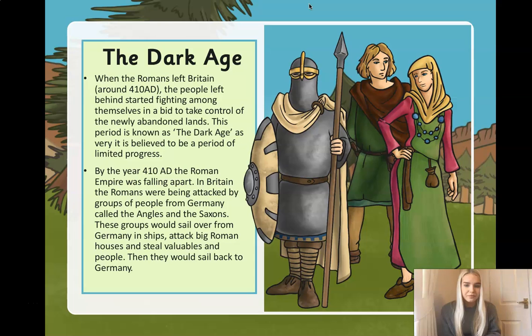By 410 AD, the Roman Empire was falling apart. In Britain, the Romans who were still there were being attacked, and these people that were attacking them came from Germany, and we need to try and remember that. There were two groups of people that came from Germany, and these were called the Angles and the Saxons. And what would happen is they'd sail over from Germany in their ships, attack the big Roman houses, steal their valuables and their people, and then they would sail back to Germany.